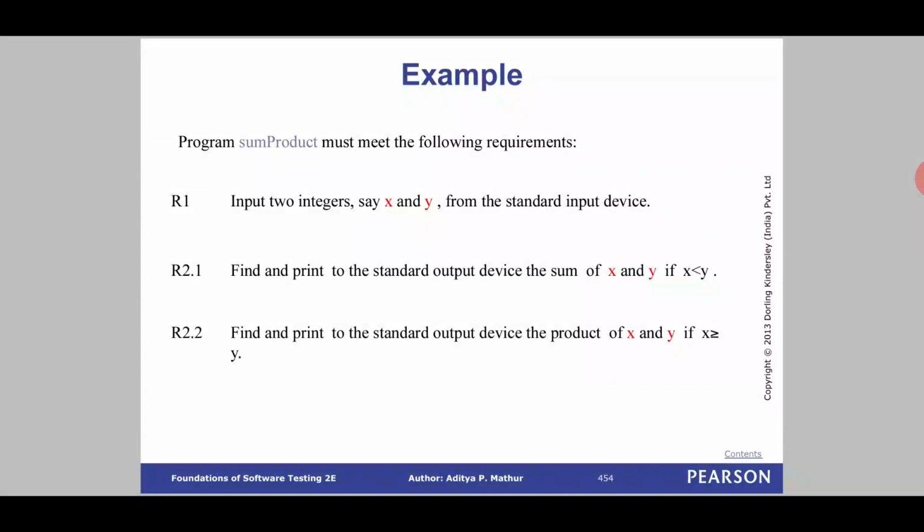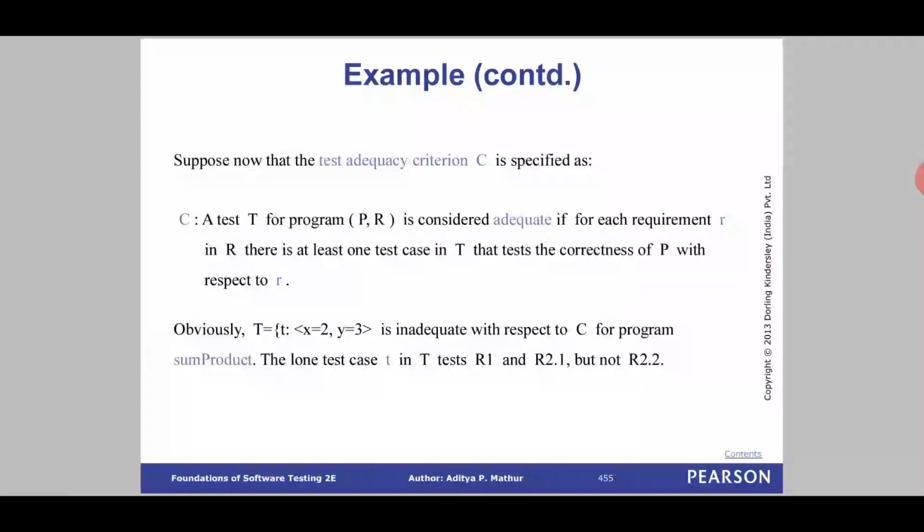Why is it not satisfied? Because at a time we can have either X less than Y, or X greater than or equal to Y. Both requirements at the same time is not possible. That's why it says this.